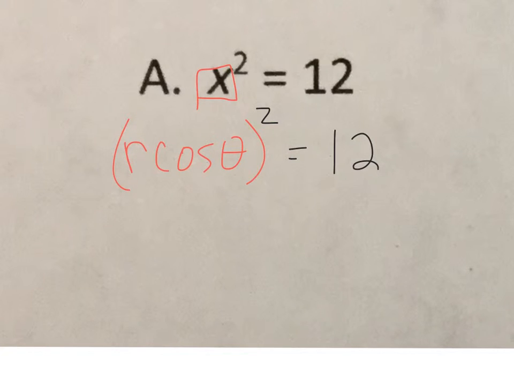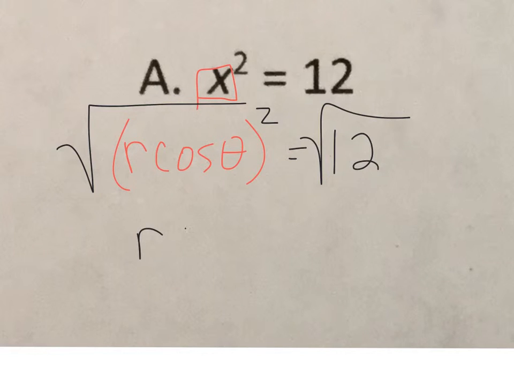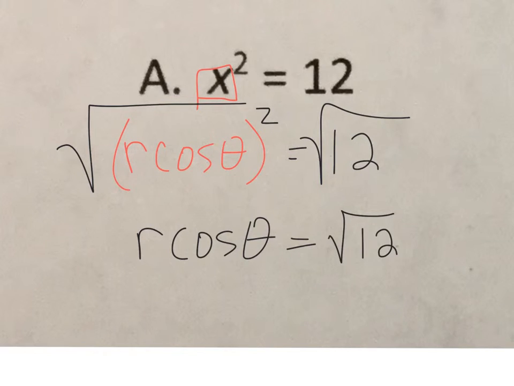So I'm going to square root both sides. Okay, this is the quickest way to get rid of the square rather than distributing, even though that would also be appropriate. So r times the cosine of theta is equal to root 12.